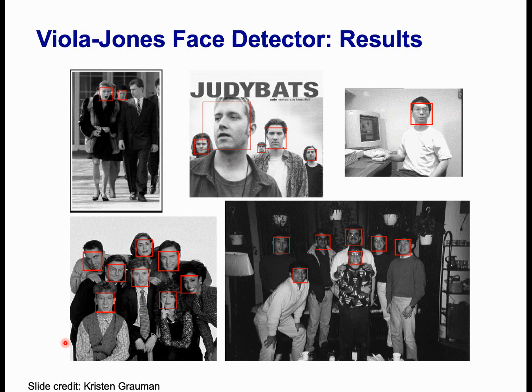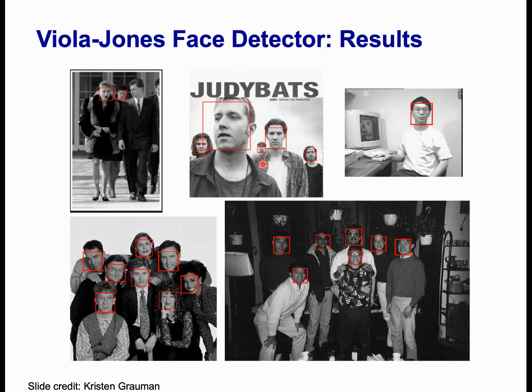So let's see some results of this algorithm. It was able to extract the faces even when there are multiple of them and at different scales. Because the algorithm is fast, I can run it at different scales. It was able to find faces despite the variations in skin color, despite the variations in illumination. It was even able to find faces despite extremely large scale differences.